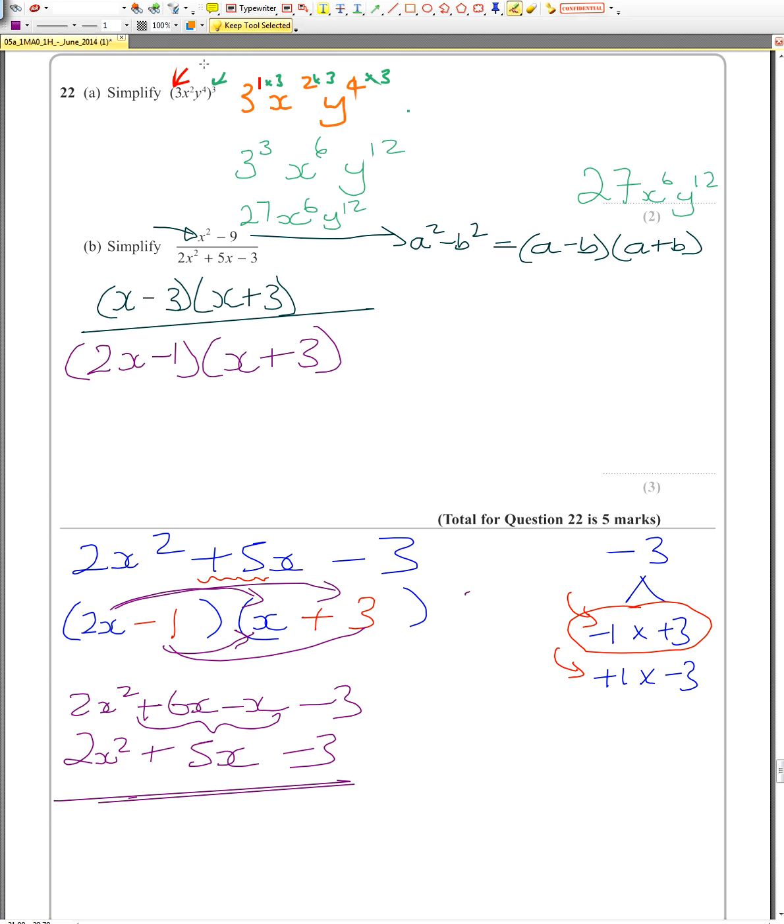Now what we find, quite nicely, as part of the plan of the question, is that the x plus 3 here will cancel with the x plus 3 here. Because we've got x minus 3 times this, divided by 2x minus 1 times that. So we've got a product on the top and a product on the bottom. We can cancel the common factors. So that leaves you with a final answer of just x minus 3 on the top, and 2x minus 1 on the bottom.